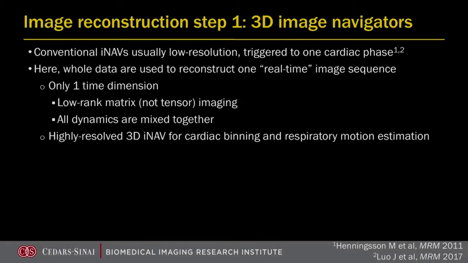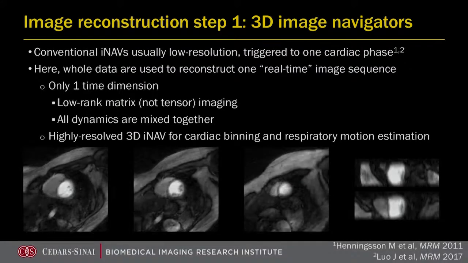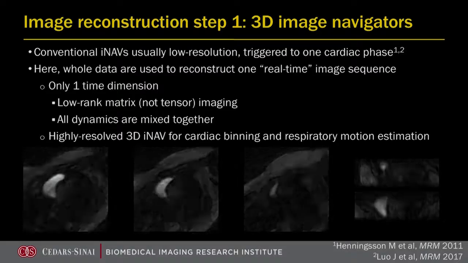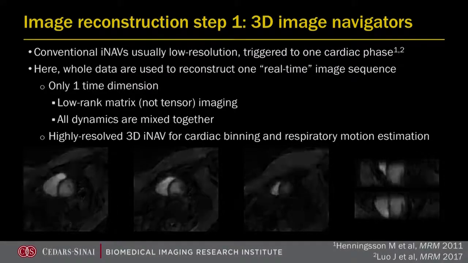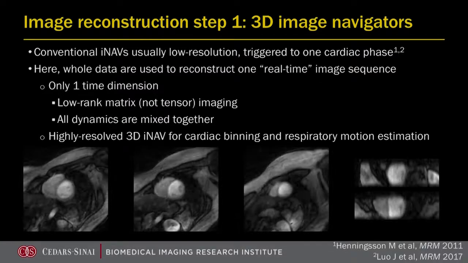So the image reconstruction occurs in a few steps. The first step is to get 3D image navigators. And so what we have here is we're doing a low-rank matrix imaging just to get all the images, where all the different dynamics are actually still mixed together at this point. So you can see respiration, cardiac motion, DCE, as well as a T1 recovery. That's this strobing effect that we're seeing here.